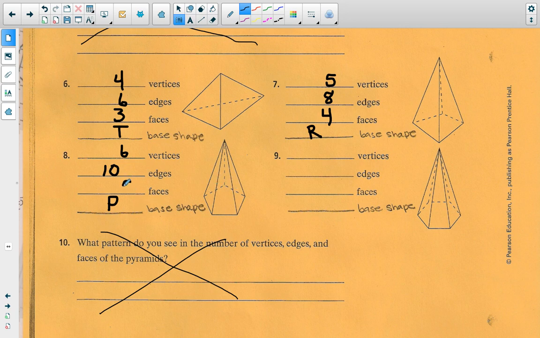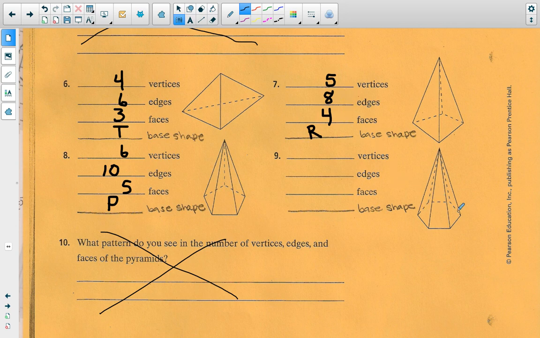Are you seeing the pattern here? If my base shape is 5, my number of faces is 5. My number of vertices is 6, which is 1 more than the number of faces. And the number of edges is 10, which is double the number of faces. Let's see if that works. My triangle, 3-sided, I have 3 faces. 3 plus 1 is 4. 3 times 2 is 6. This one, 4 plus 1 is 5. 4 times 2 is 8.